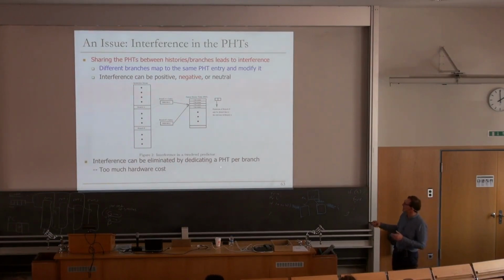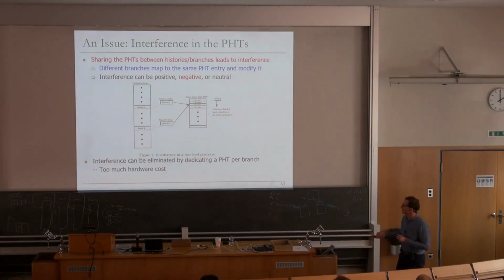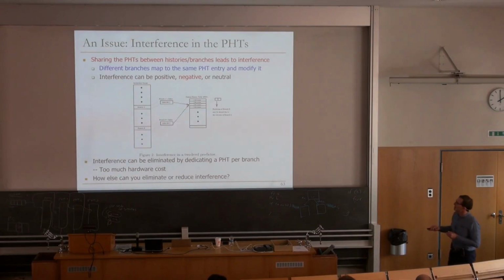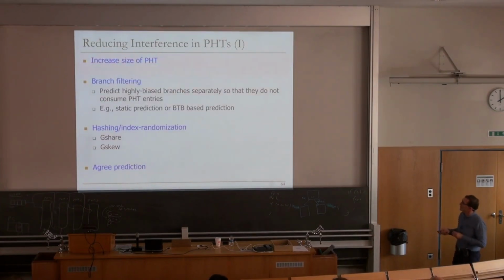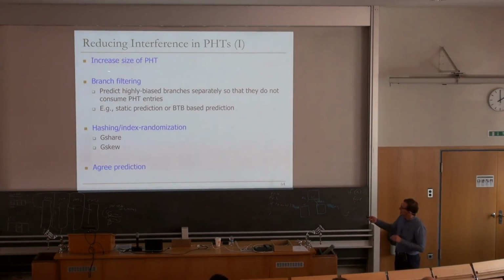So basically, you can dedicate a PHT per set of branches like Pentium Pro did, and that's not a bad solution. But can we still do better within a single table? How else can you eliminate or reduce interference? So we're going to talk about some ideas. One is increasing the size of the PHT in vertical or horizontal dimensions. We're going to ignore that for now.